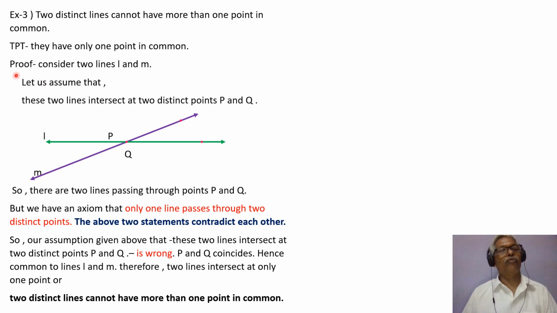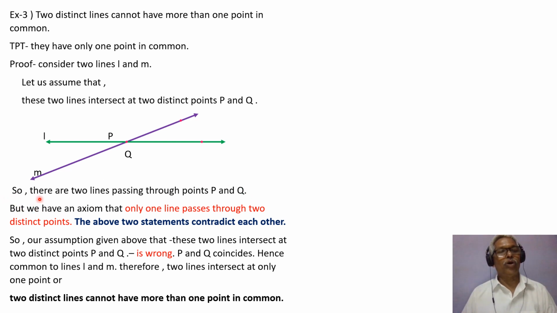Proof. Consider two lines L and N. Let us assume that these two lines intersect at two distinct points P and Q. We are assuming it. Now see the argument here, very intelligent argument.